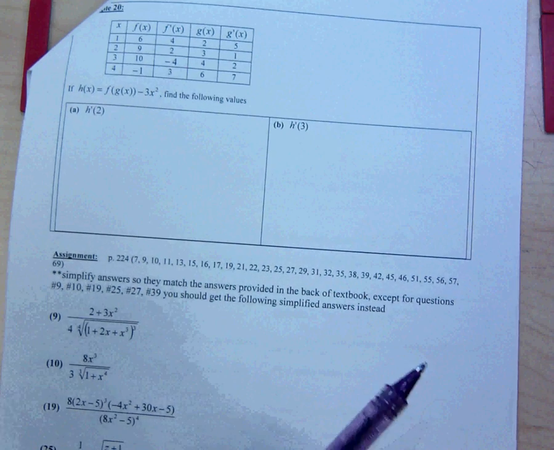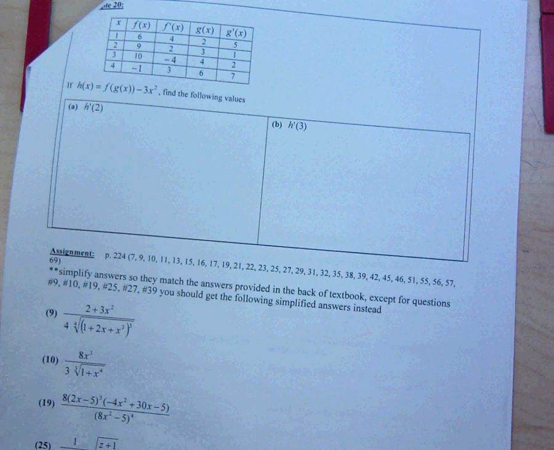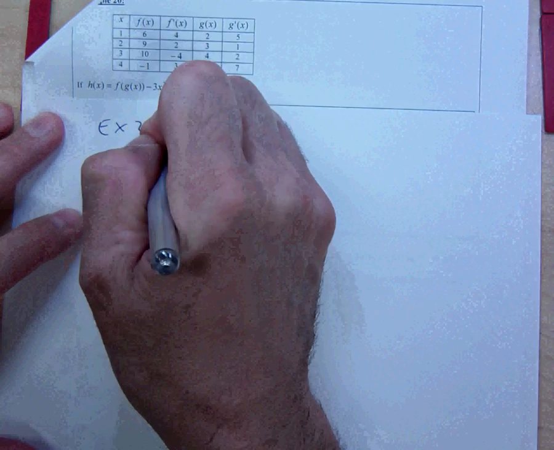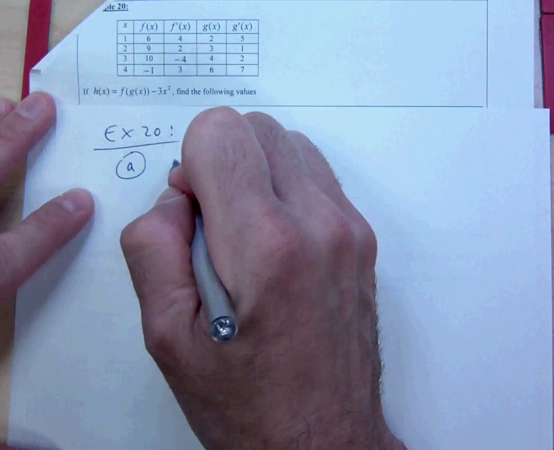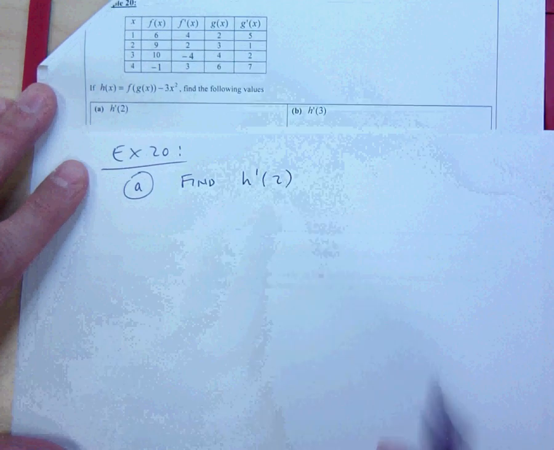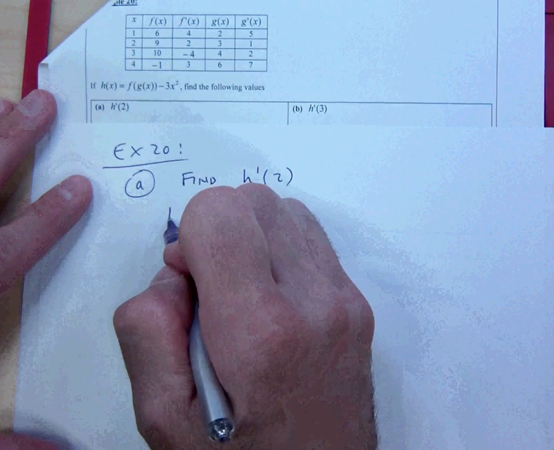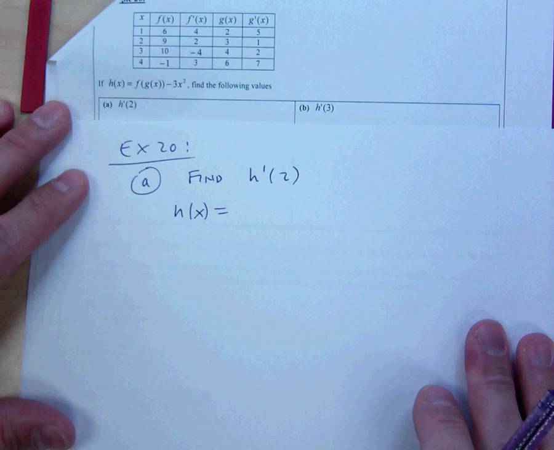Okay, this is actually not too bad. In fact, we'll just do A and call it a day. How's that? Fair enough? Because then B is the same thing, it's just a different number. Okay? Okay, so let's do example 20A. Here we go. Okay, so I want to find h prime of 2. Now, before I can find h prime of 2, I first have to find h prime of x, and then just stick the 2 in at the end, correct? So let's do it.